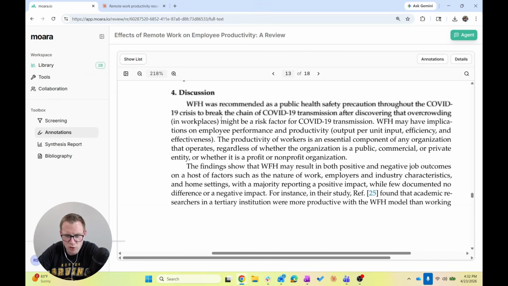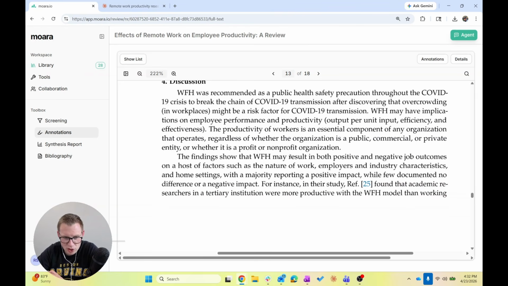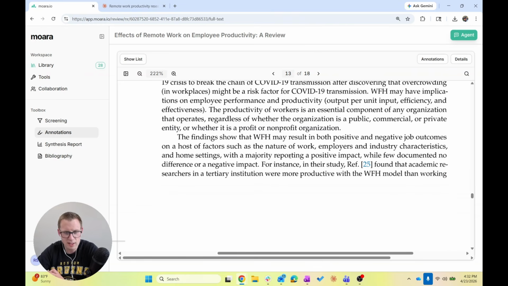So work from home is recommended as a public health safety, might be a risk factor. Productivity of workers is an essential component of any organization that operates, regardless of whether the organization is public, commercial, or private entity. Findings show that work from home may result in both positive and negative job outcomes on a host of factors. Okay, I'm going to reread this. I skimmed over it too quickly.